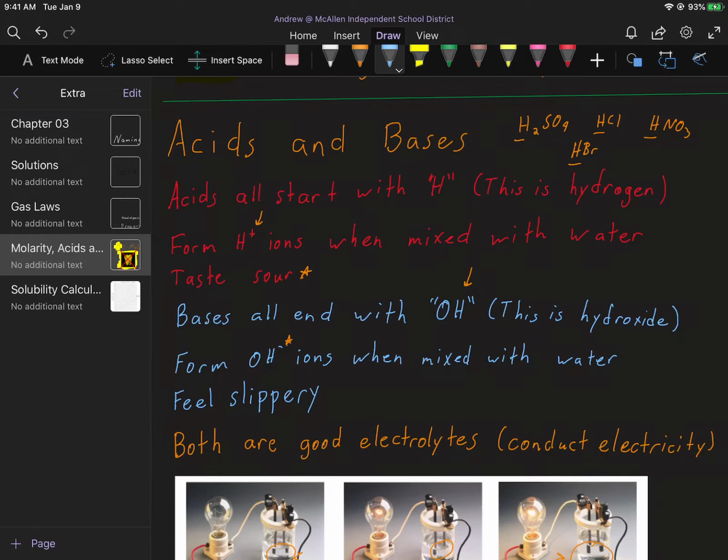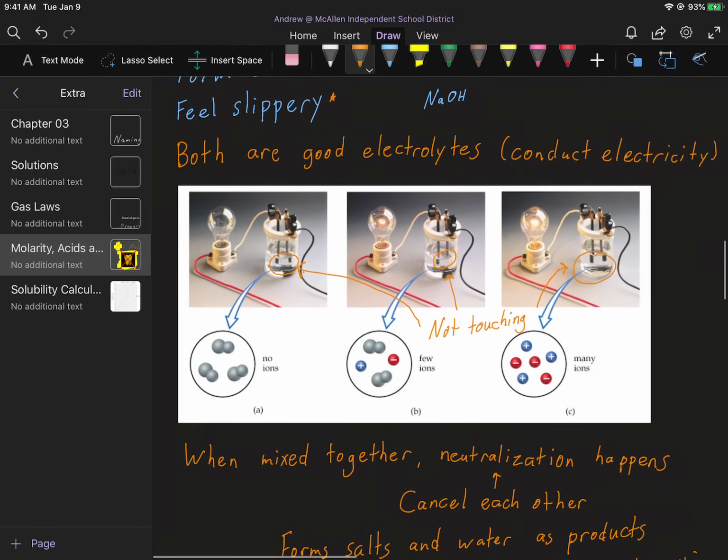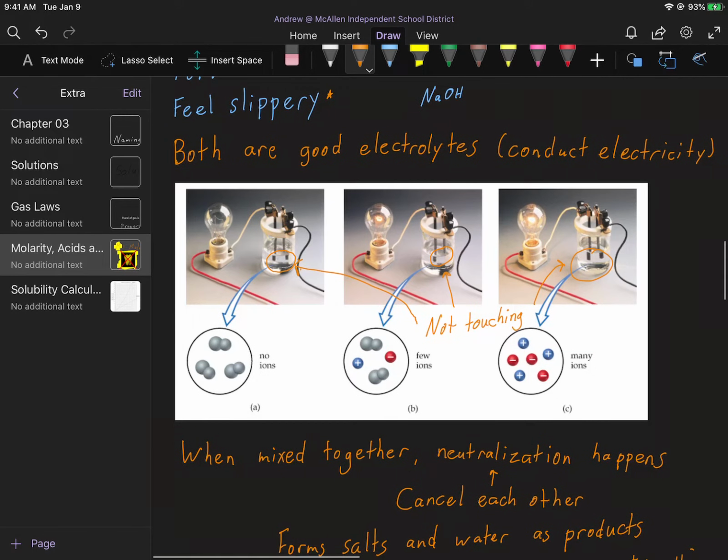The most common base you'll see is sodium hydroxide, NaOH. That's the one I'll usually use as an example. And then, just like acids tasting sour is a little fun fact, bases feel slippery. Now, acids and bases are both good electrolytes. Electrolytes mean that it can conduct electricity.